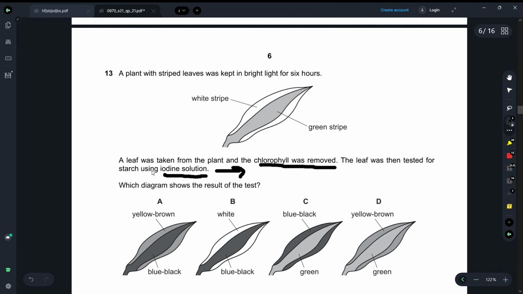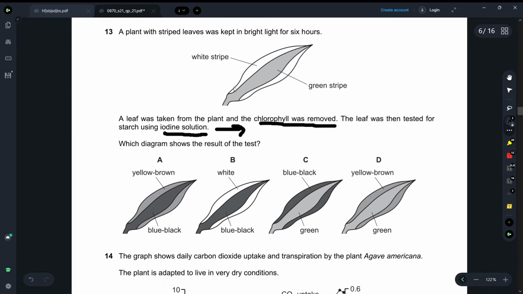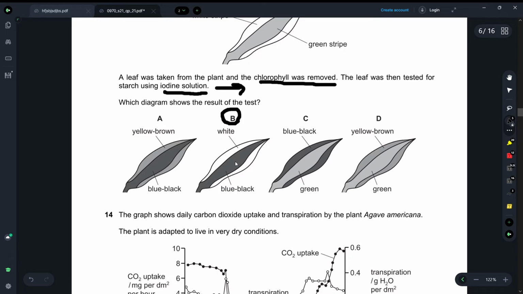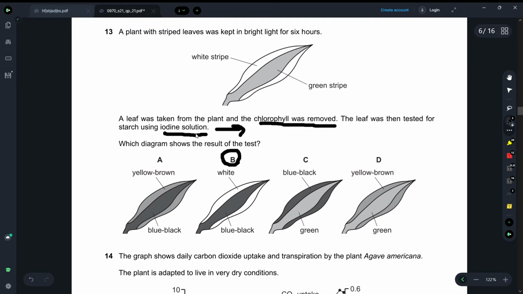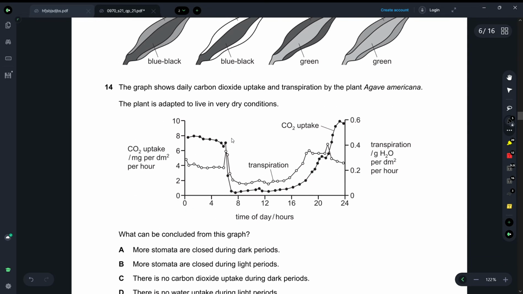The white stripe obviously will be white, I guess, because it doesn't have any color. White will be white, and then there's green there. Because there's no chlorophyll, then there shouldn't be anything. So I think it's B, guys. Just confirm it once in the comments. I'm not sure really. I think it's B. Just confirm it once, guys.